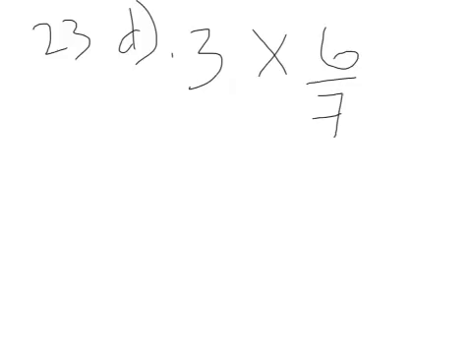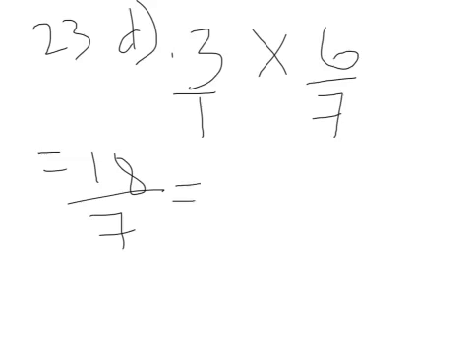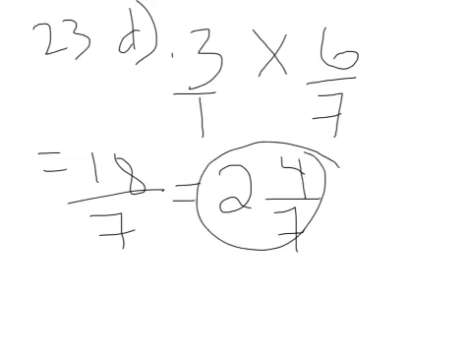Can I go in the denominator? So what I have to do is just go ahead and multiply the top and the bottom. I just added the 1 there because it's a whole number. 6 times 3 is 18, and 7 times 1 is 7. And 7 goes into 18 2 times with a remainder of 4. So obviously that's my answer, because I can't really simplify anymore.